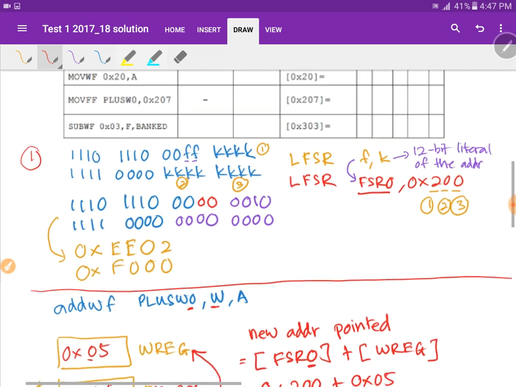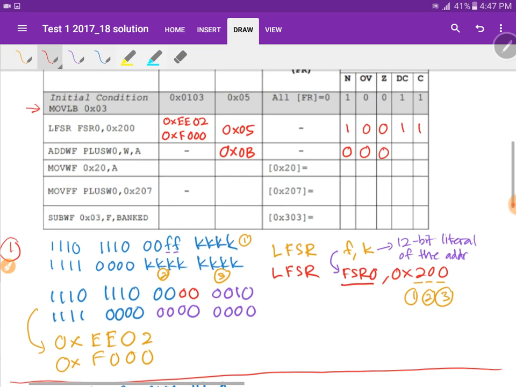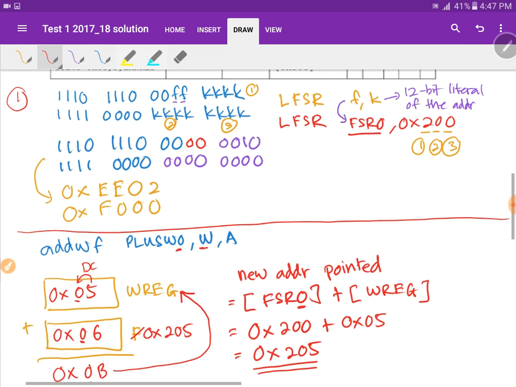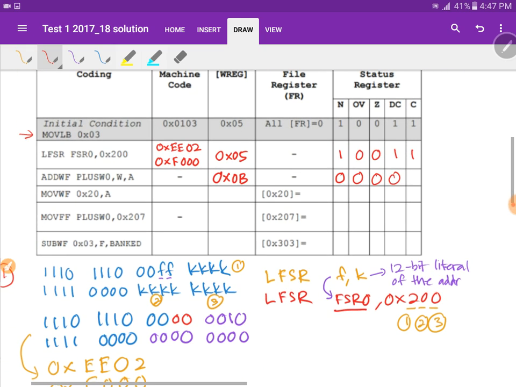Do we have digit carry? Digit carry means in the first lower nibble, if you add and you have a carry here, this is known as digit carry. Do we have digit carry? No, we don't have digit carry, so it will be 0. Do we have carry? Carry means from the upper nibble you add and it gives a carry, so we don't have carry as well. So the answer will be 0.